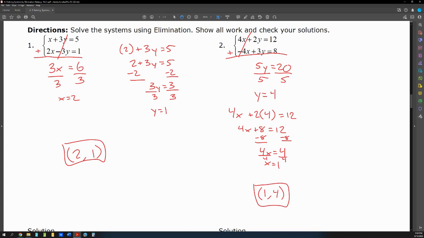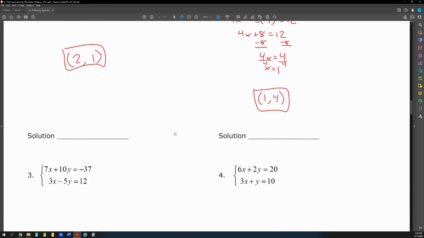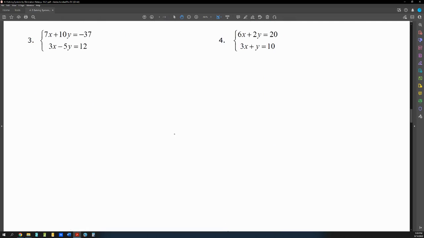All right. Let's continue. Number 3. Here we have 7x plus 10y equals negative 37 and 3x minus 5y equals 12. Here we do not have opposite coefficients, but I noticed that we have different signs for the y's. So we have one is positive, one's negative. And I also noticed that 10 is a multiple of 5. In fact, it's 5 times 2. So if I multiply the second equation by 2, then that should cancel out our y terms.